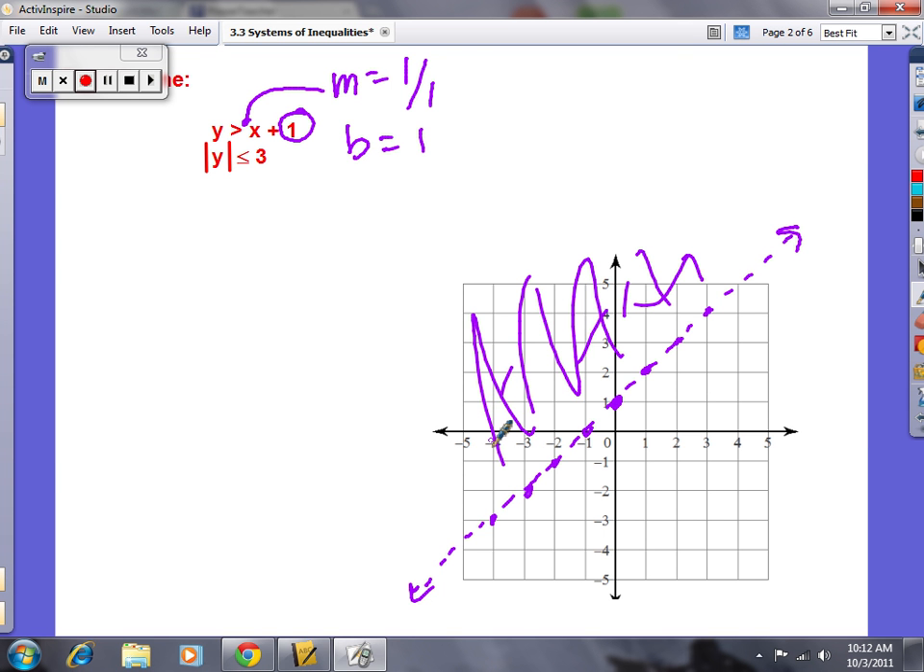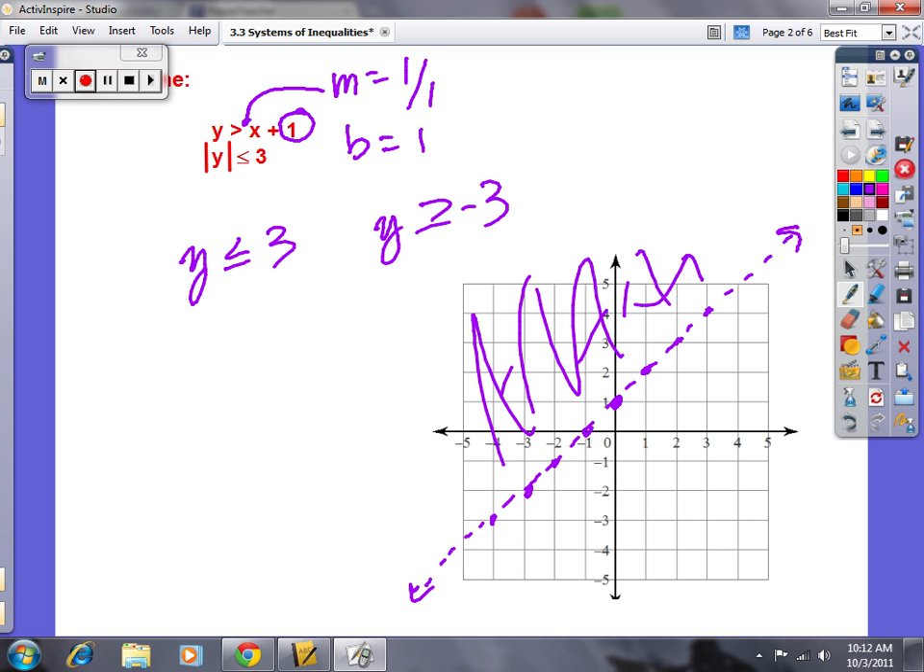Okay, your second one's kind of tricky because it's the absolute value of y. What does the absolute value mean? It is the distance. There's going to be two answers. There's going to be two ways you can go. The first way you can go is just y is less than or equal to 3, right? What's the second way you can go? Y is greater than or equal to a negative 3. So you make the 3 negative and then you change the direction of your inequality. So now you have got 3 inequalities.